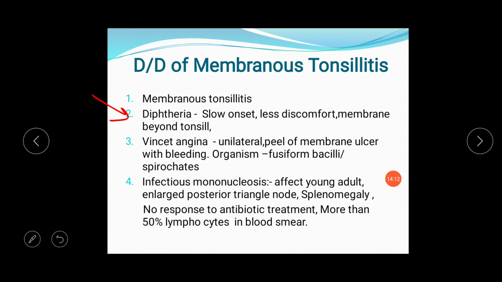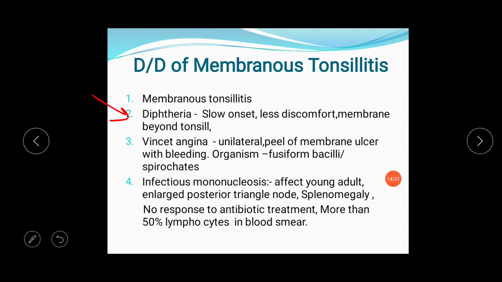Vincent angina, that is usually unilateral. There will be membrane present over a unilateral tonsil which bleeds on touch, and the organism is fusiform bacilli or spirochetes.